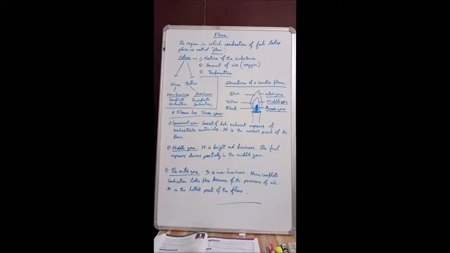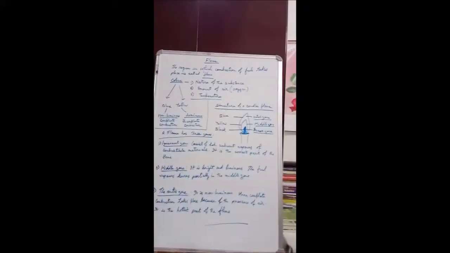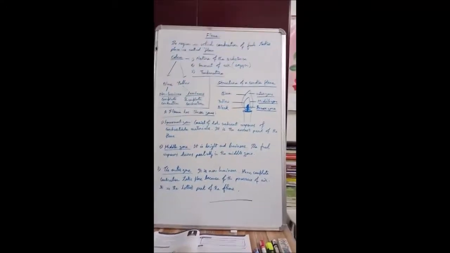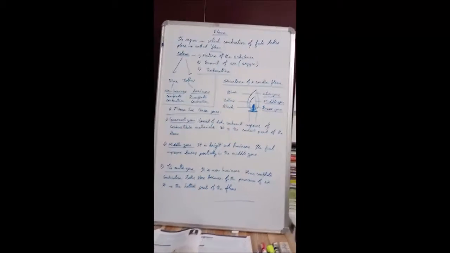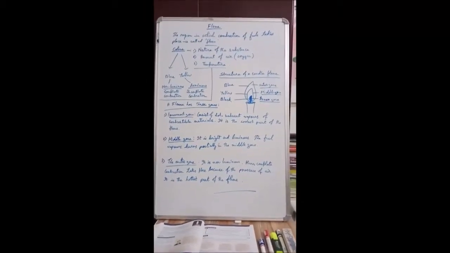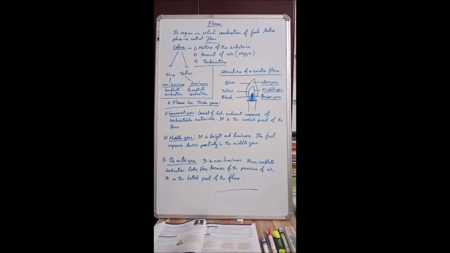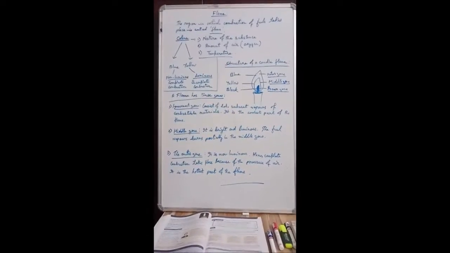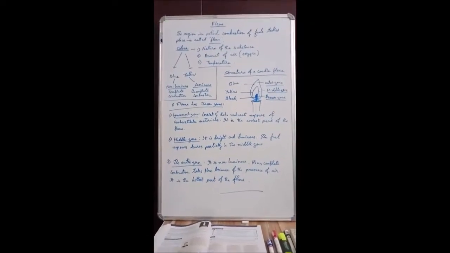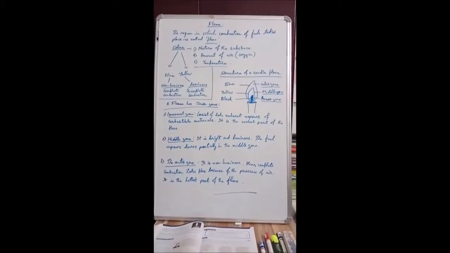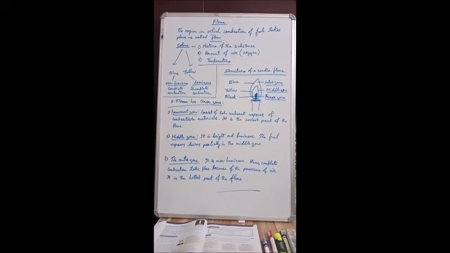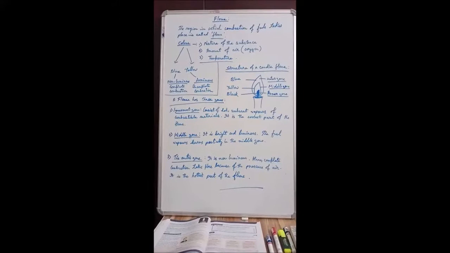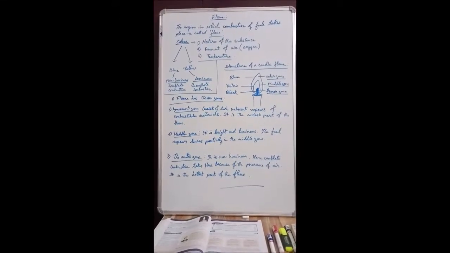So, what is a flame? When you see different types of substances burning, suppose a candle we light, we can see the flame. When we burn the gas stove, we can see the flame coming out of it. This is the region where the combustion of fuels takes place, and that is called a flame. So flame is the region in which combustion of fuels takes place.